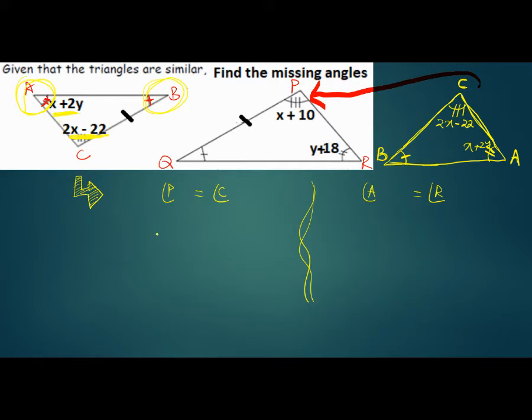Now just plug in the values. What is the value of P? x plus 10 equals... What is C? It is 2x minus 22. Then you have to figure out the value of x. While solving algebraically, which one shall I cancel out? Is it x? Is it 10? Is it 2x or negative 22? These kinds of questions arise.